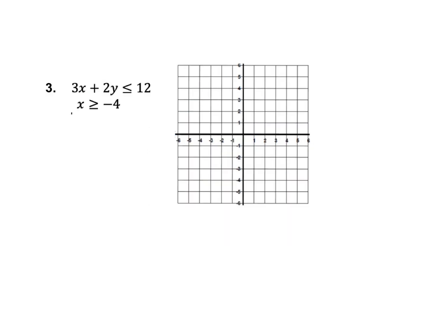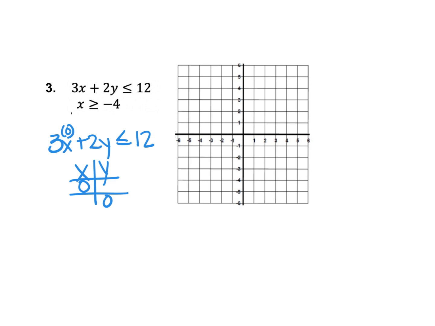All right, question number 3. We have 3x plus 2y is less than or equal to 12. So we're going to make an xy table. When x is 0, y is going to be 6. And when y is 0, 12 divided by 3 is going to be 4. So we have 0, 6, and then we have 4, 0. And now this one's going to be a solid line because it's less than or equal to.